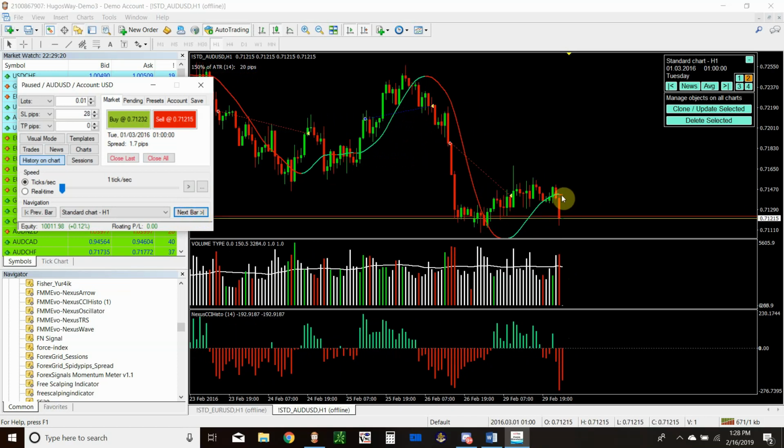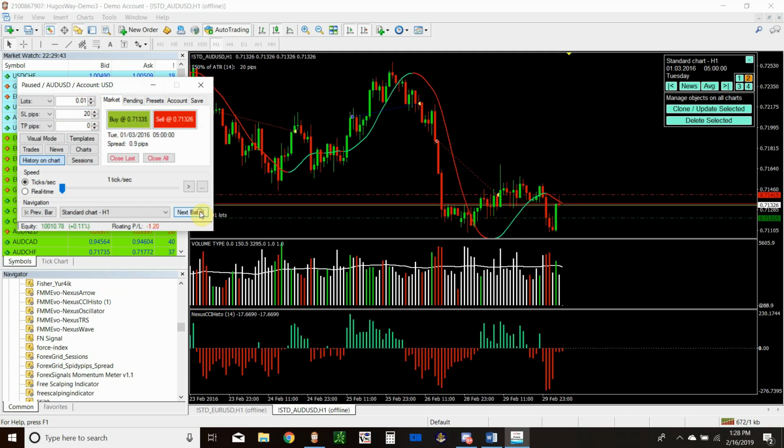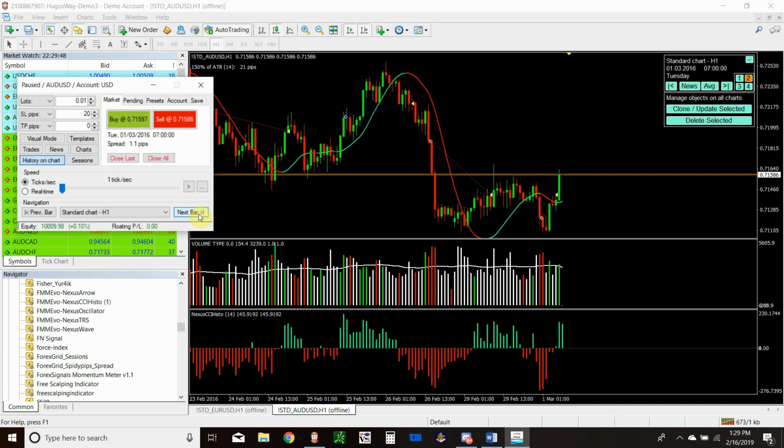Okay, so we have red here on the HMA. We've got red on our volume and red on our CCI. So we're going to go ahead and take this trade. Our stop loss is going to be 20 pips. Okay. Go ahead and take that trade and see what happens. And we got stopped out on that one. As you can see though, now we've got a buy signal.